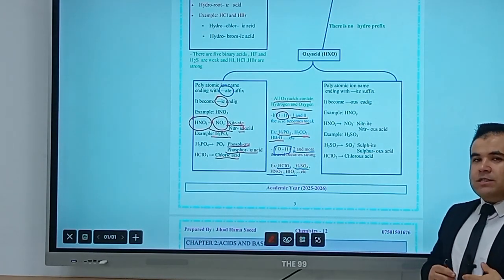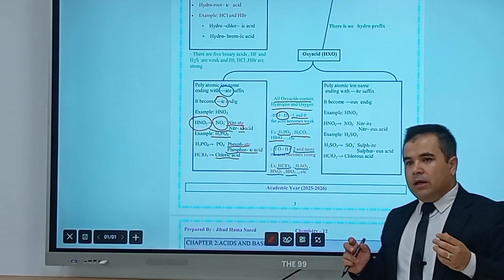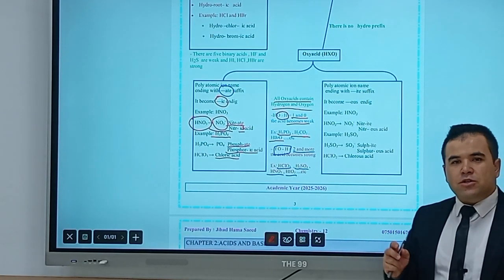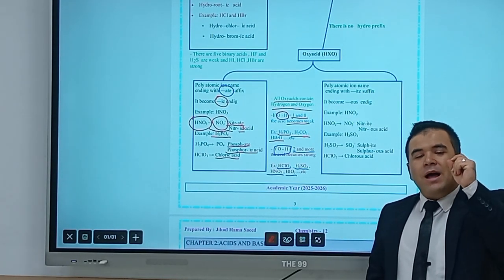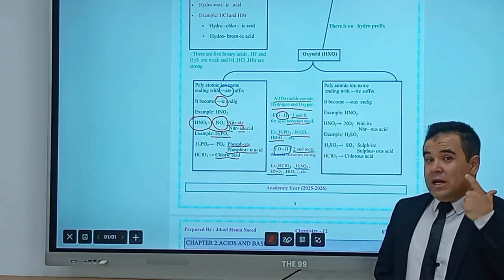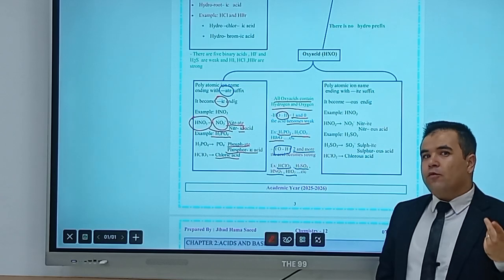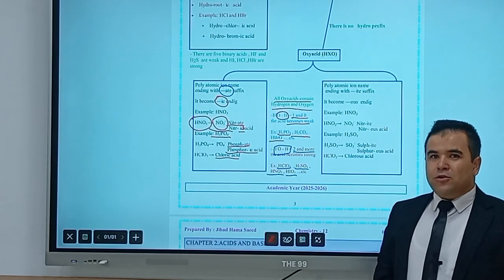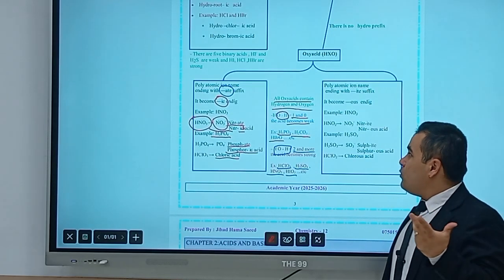In the Ministry exam, this appeared in one of the rounds: the polyatomic that ends with ITE, the acidic name takes the suffix of what? IC, of course. So you have to know what it will take.